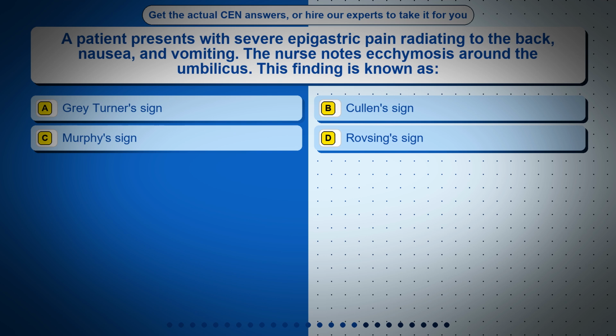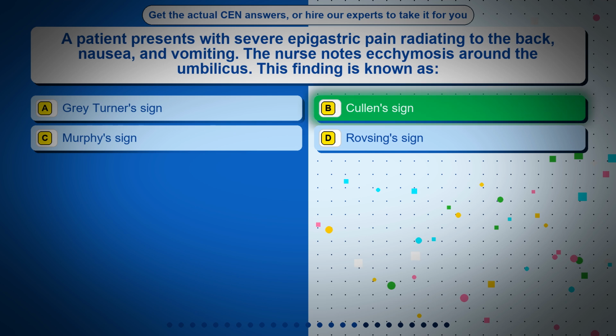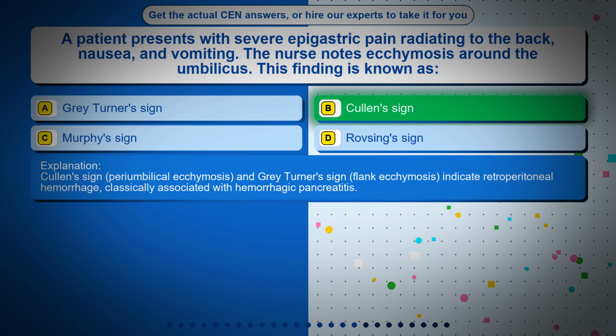Question 17. A patient presents with severe epigastric pain radiating to the back, nausea, and vomiting. The nurse notes ecchymosis around the umbilicus. This finding is known as option A, Gray-Turner sign, option B, Cullen sign, option C, Murphy's sign, option D, Rovsing's sign. The correct answer is option B, Cullen sign. Cullen sign, periumbilical ecchymosis, and Gray-Turner sign, flank ecchymosis, indicate retroperitoneal hemorrhage, classically associated with hemorrhagic pancreatitis.